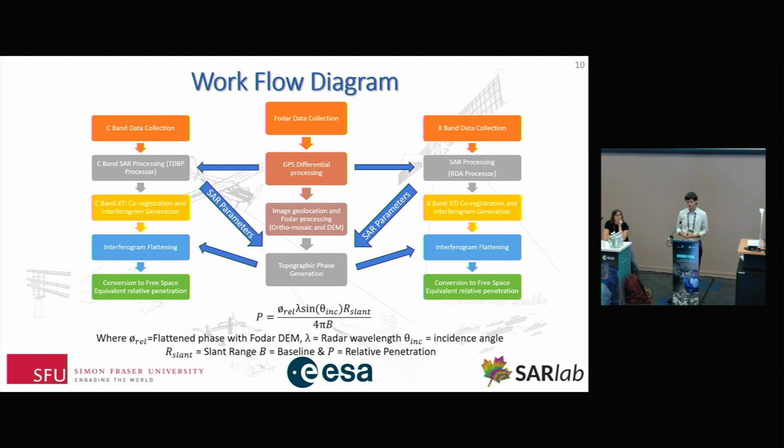Then we process the X and C band data and flatten them using the reference surfaces generated from the FODAR data. Then using the flattened phase, we can convert this to a free space equivalent propagation depth or penetration using this formula at the bottom here. You can see that it's free space, so this doesn't account for the snow properties at all, but it does account for some geometric effects of the penetration.